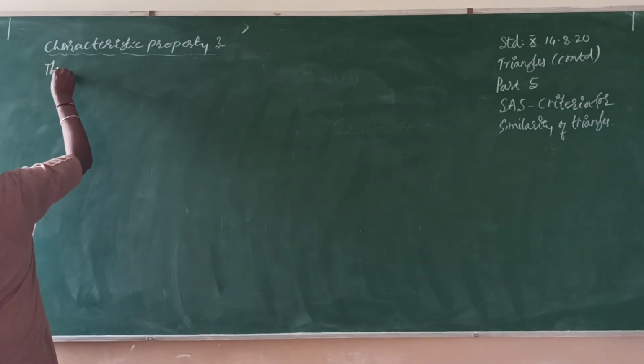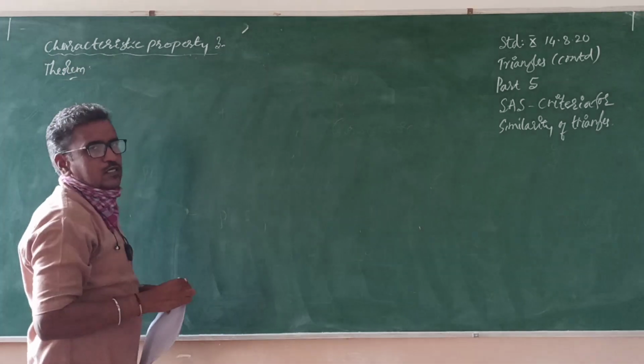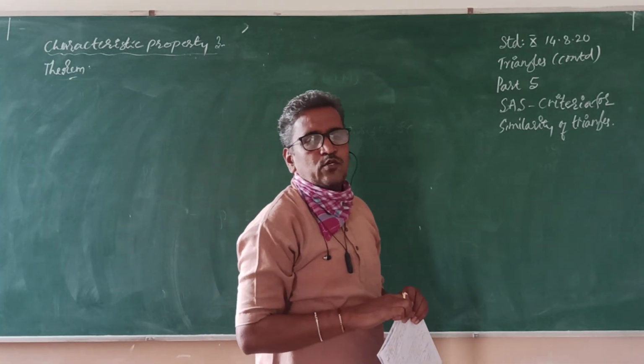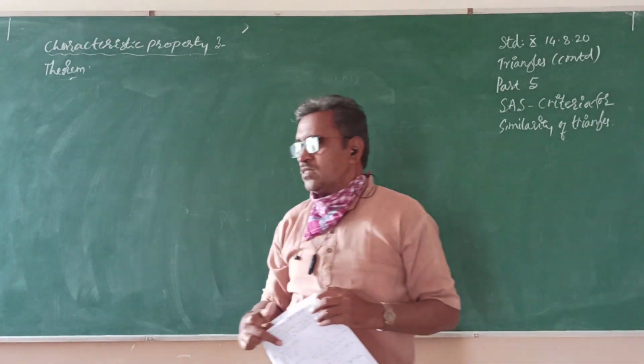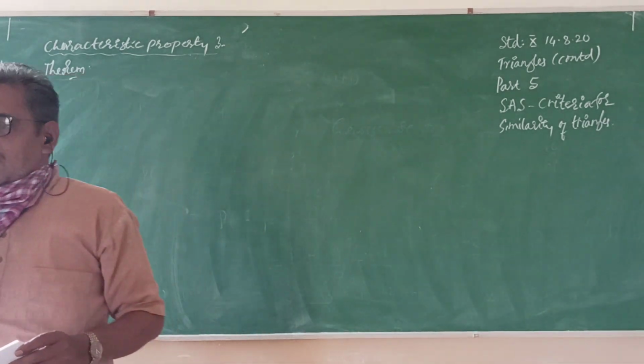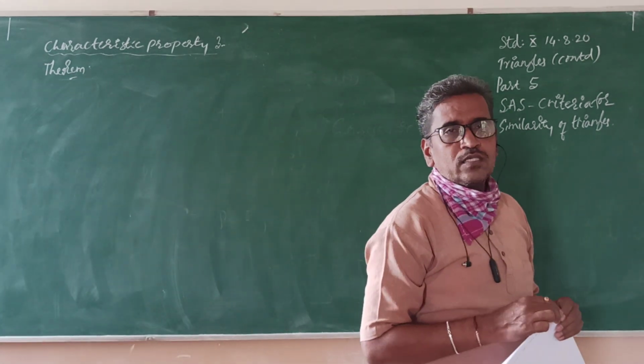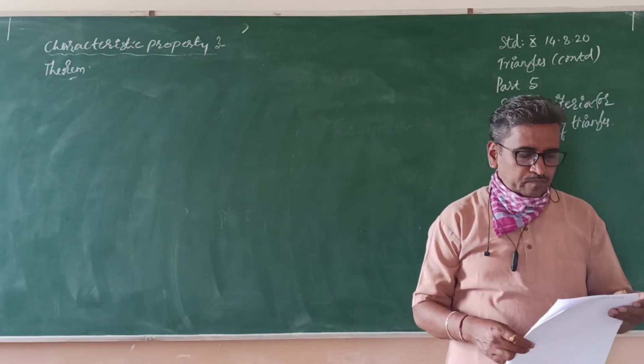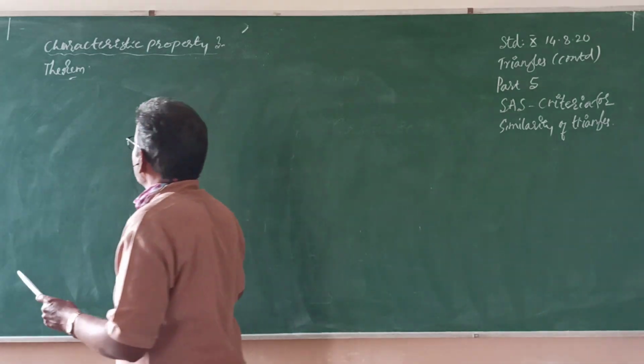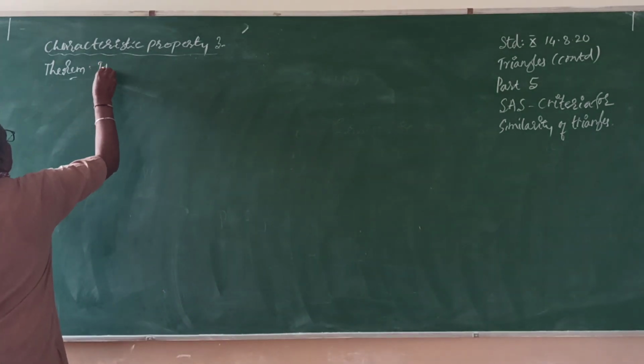Theorem. This property is said to be a characteristic property of two triangles being similar. The first property is the AA criteria, the second is the SSS criteria, and the third is the SAS criteria.